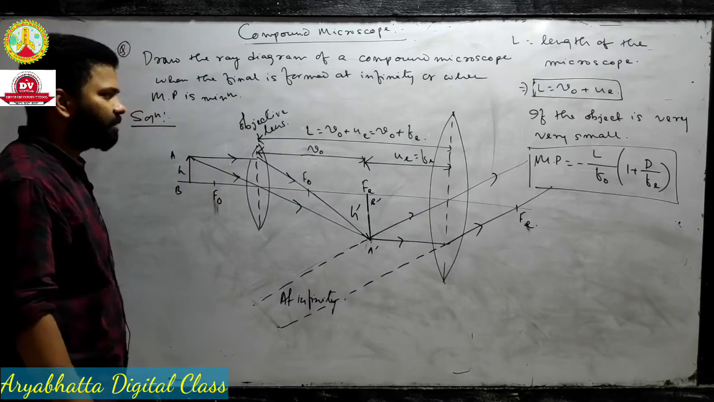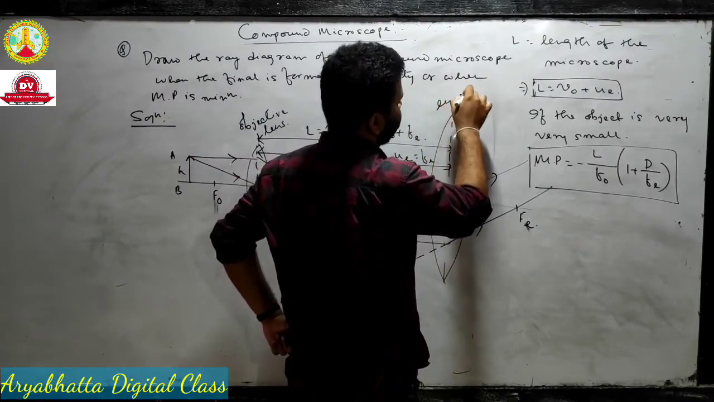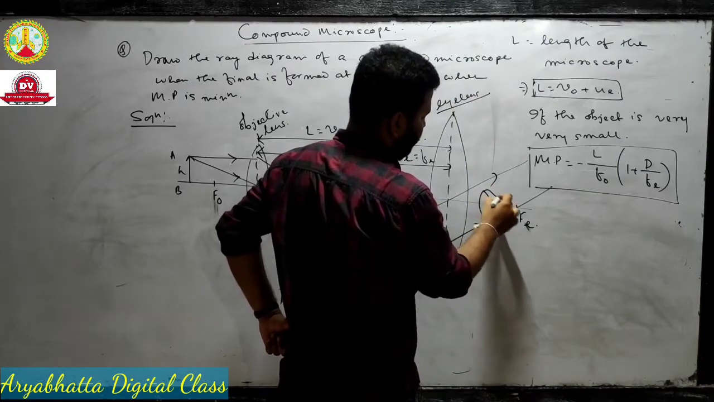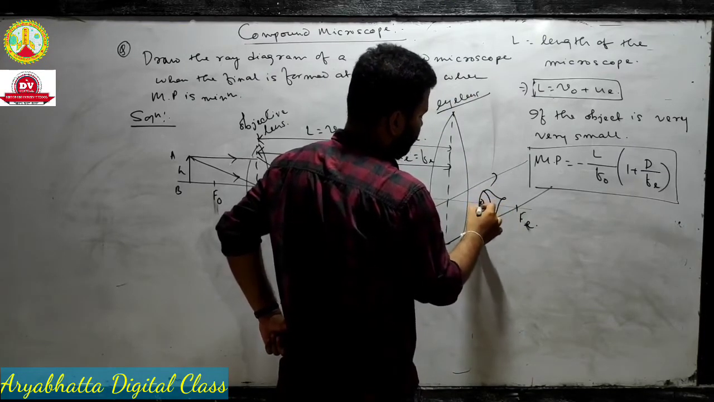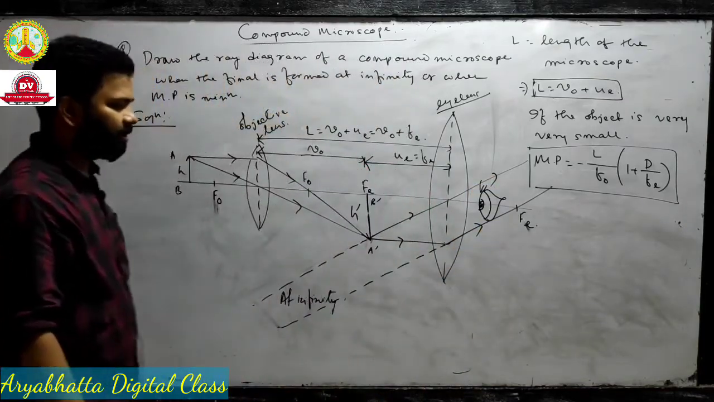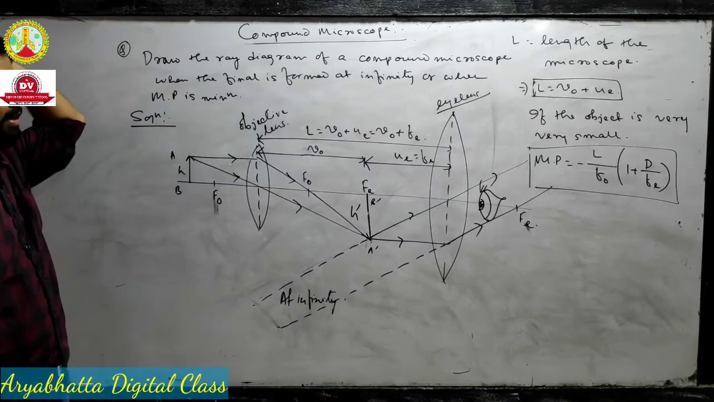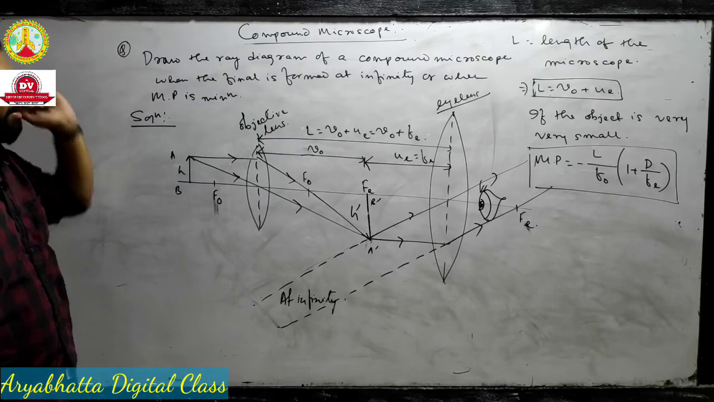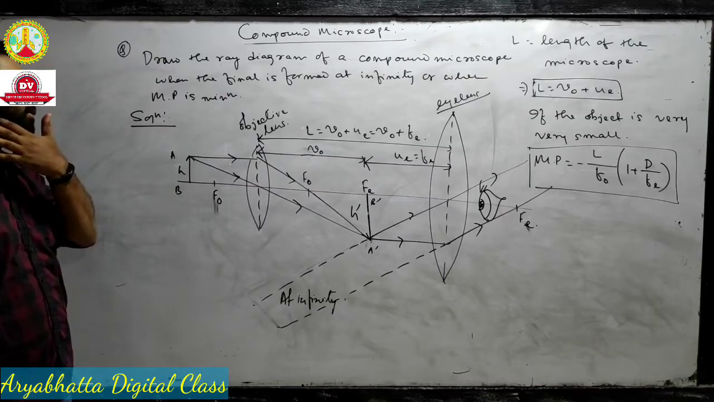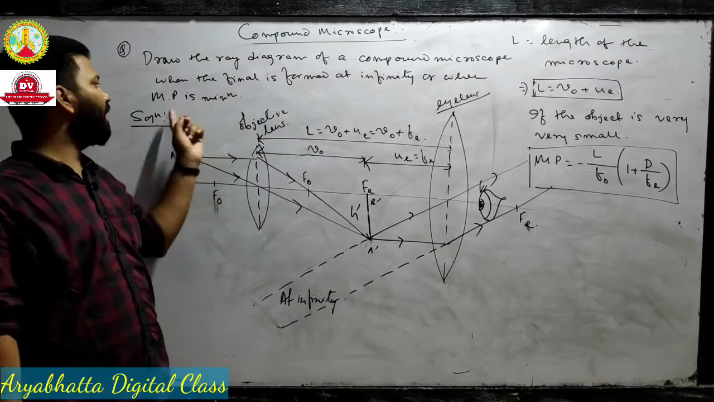Is there anything left that we have to represent? No. One more thing: the eye lens is here, and here you have placed the eye. We are observing from this position, okay? And where is the final image formed? The final image is formed at infinity. So this is the ray diagram of a compound microscope when the final image is formed at infinity, or when the magnifying power is minimum.